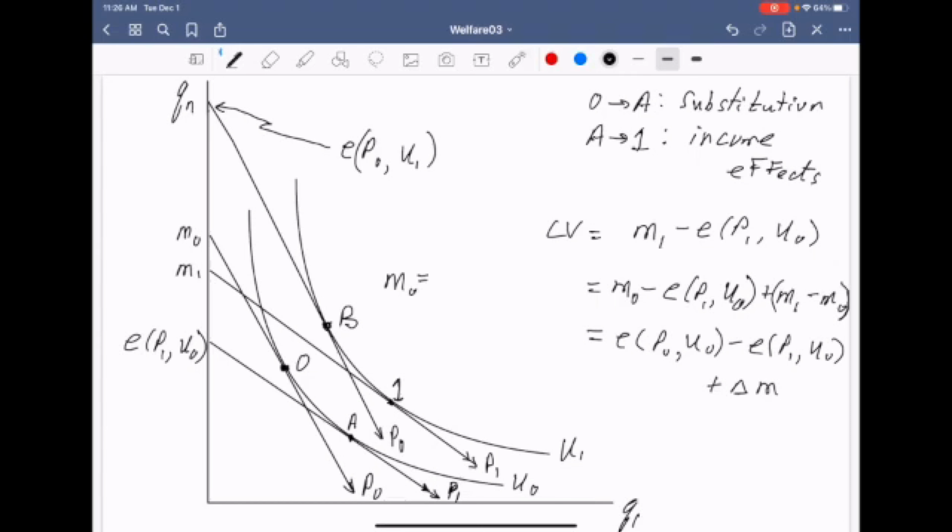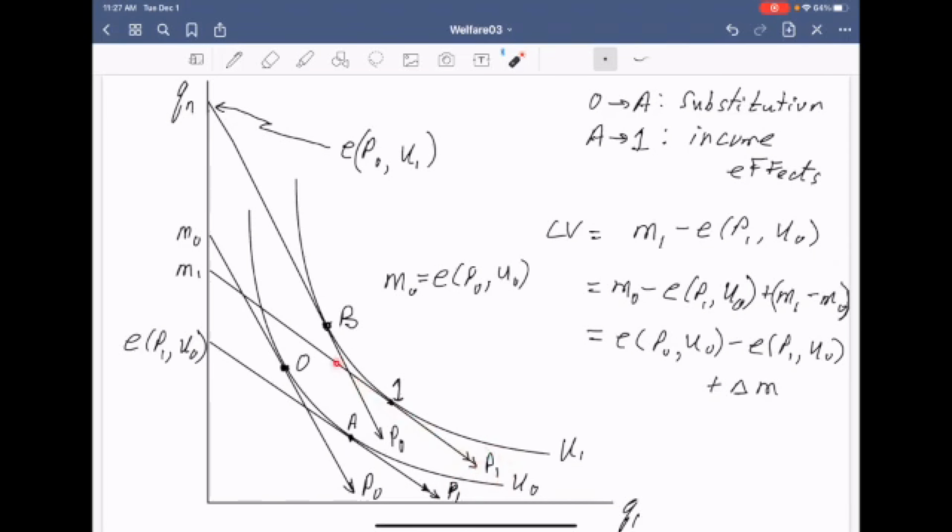M0 is equal to E(P0, U0), and the same thing with M1 is E(P1, U1). So we can look at this here, which is the expenditure function of P1 given U0, and this is our new P1. These are our new price ratios.